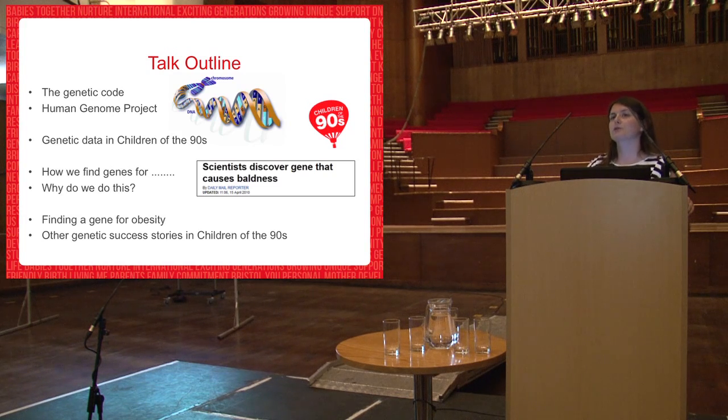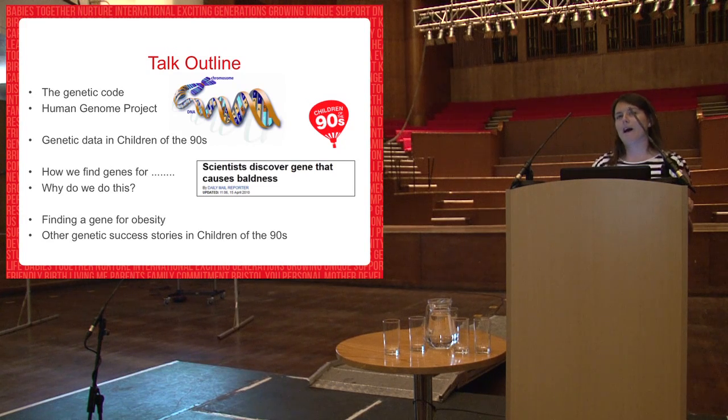I'm then also going to talk about the Human Genome Project, which isn't something that Children of the 90s was part of, but it was a really important finding in genetics that allows us to do the type of research that we now do. I'm then going to go on to talking about the genetic data that we have in Children of the 90s and how we generated that data.